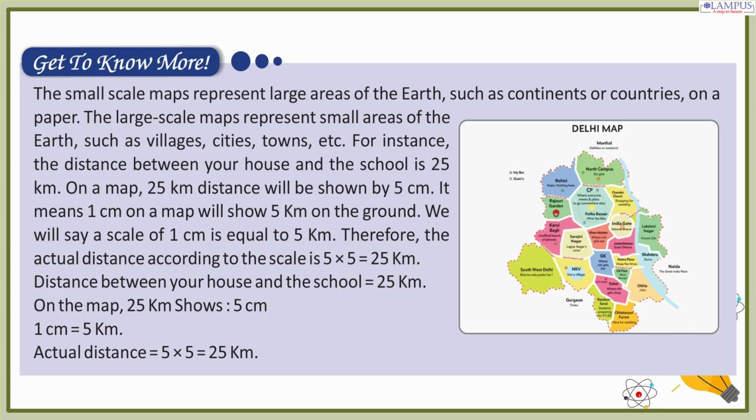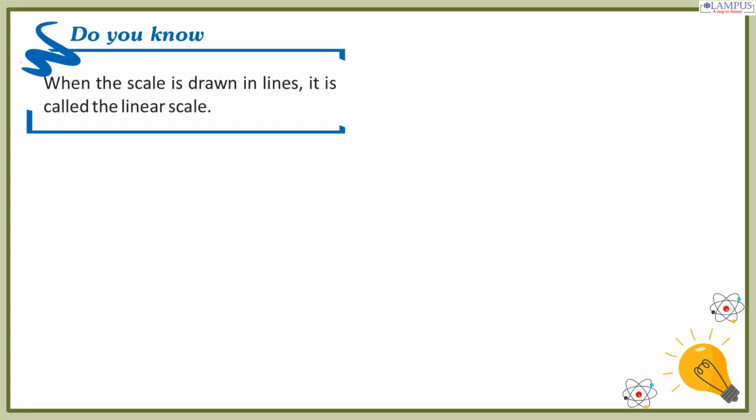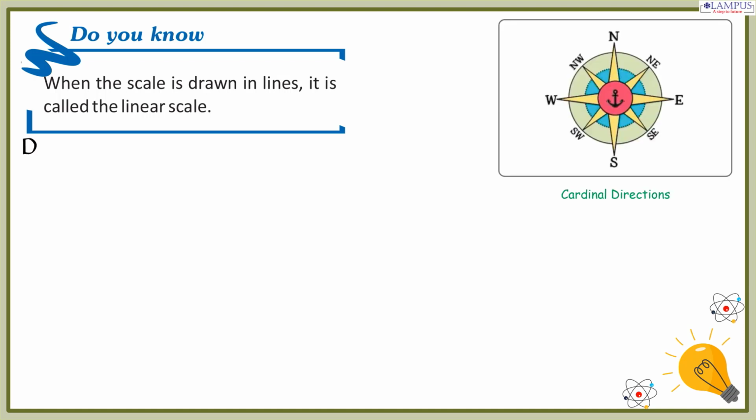Distance between your house and the school is equal to 25 km. On the map, 25 km shows 5 cm. 1 cm means 5 km. Actual distance is equal to 5 multiplied by 5, which is equal to 25 km. Do you know, when the scale is drawn in lines, it is called the linear scale.